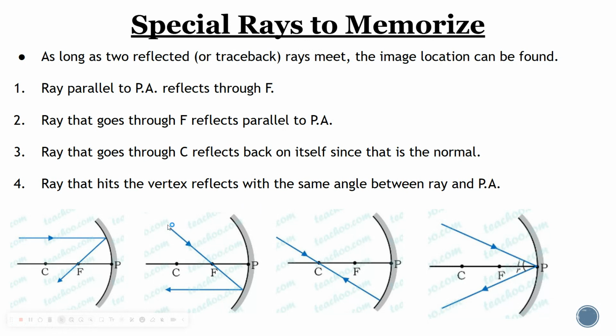The other ray you can use is one that goes through the focal point. As the incident ray goes through the focal point and hits the mirror, it's going to reflect parallel to the principal axis. So it's almost like it is the opposite of this one. This one is parallel through focal, this one is through focal, parallel.